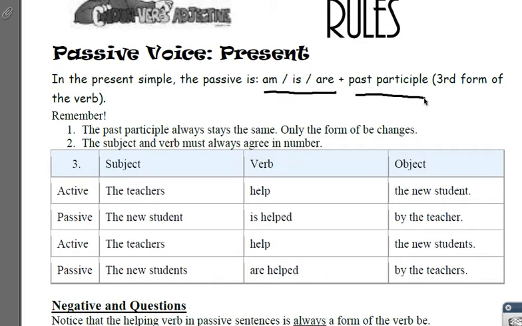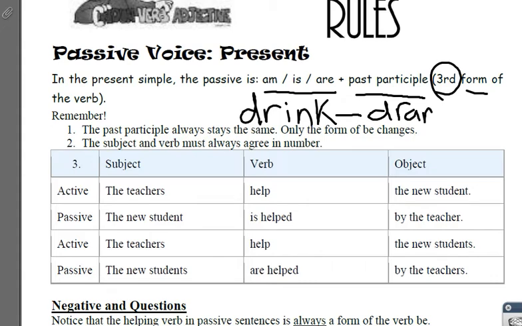Again, what is the past participle? The third form of the verb. Like, for example, the verb drink. The past is drank, and the past participle is drunk.